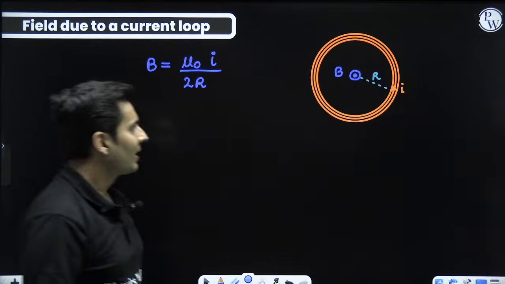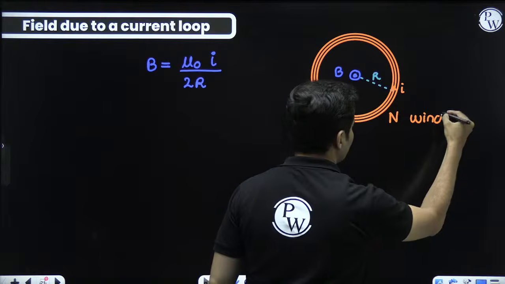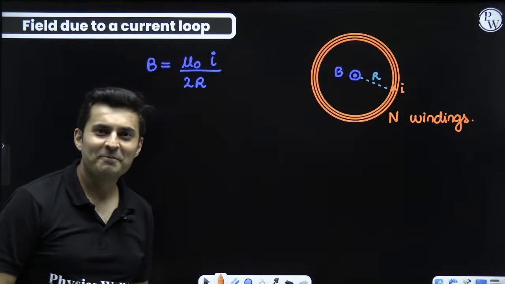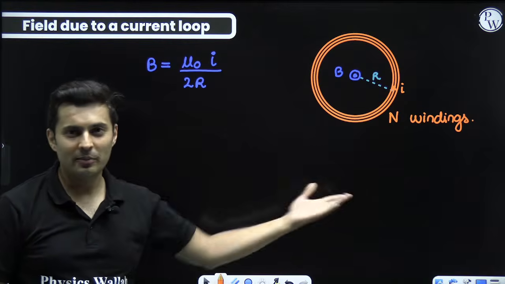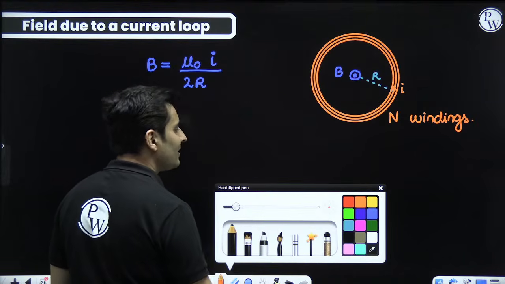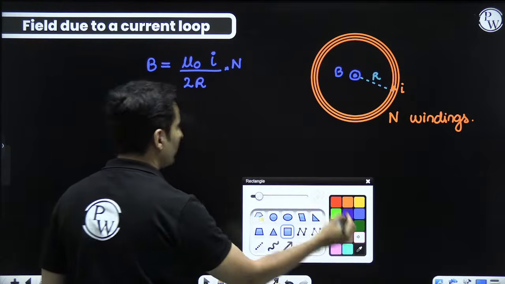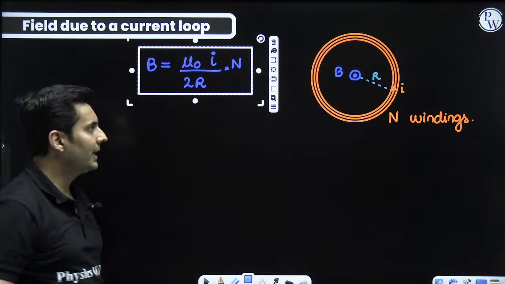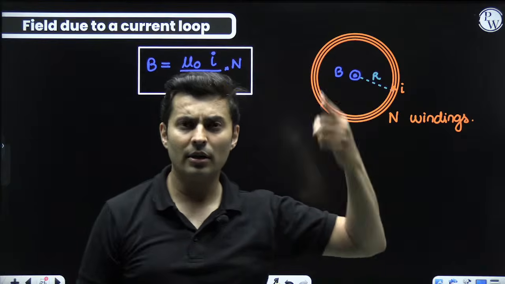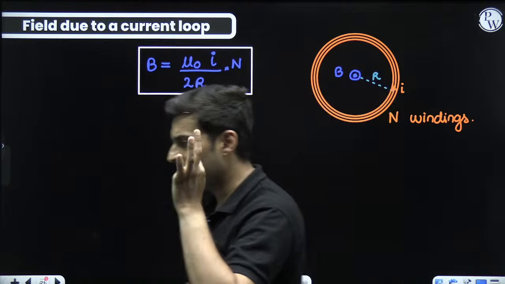So if there are n number of windings, then each of them will contribute the same amount. So the total magnetic field at the center will be all of this just multiplied by n. That's all. So that becomes your formula. So the magnetic field at the center due to n number of windings of that particular coil will be mu naught I divided by 2R, whole thing multiplied by n.